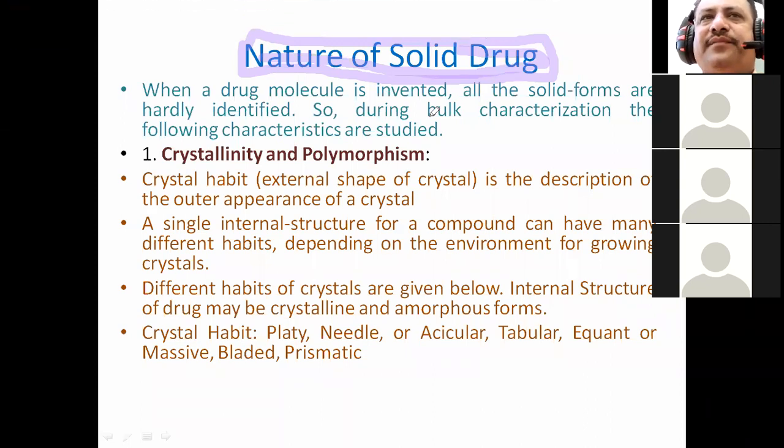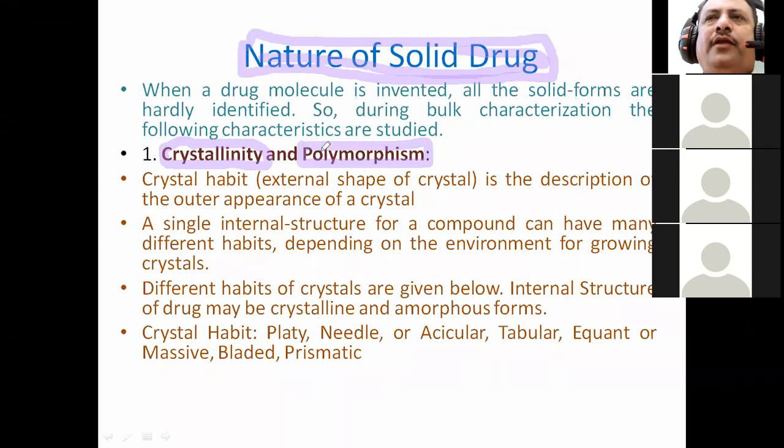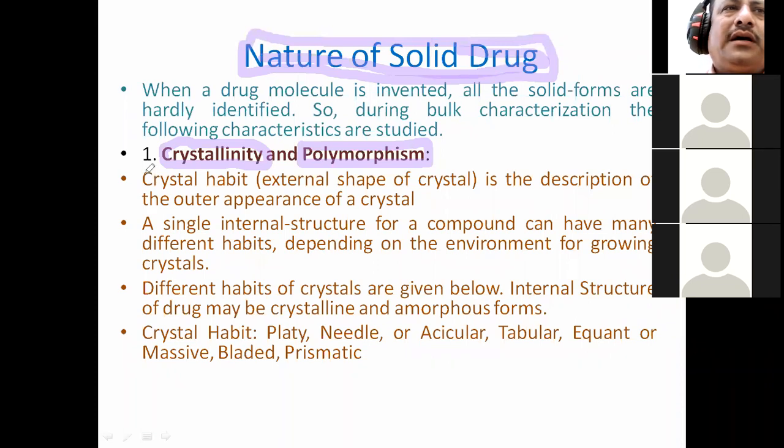characteristics are studied. Firstly, we focus on the crystallinity of the drug, and then see whether any polymorphism or any polymorphs are present for the drug. Now as you all know, the crystal habit of a drug, that is the external structure of a crystal, is the description of the outer appearance of the crystal.